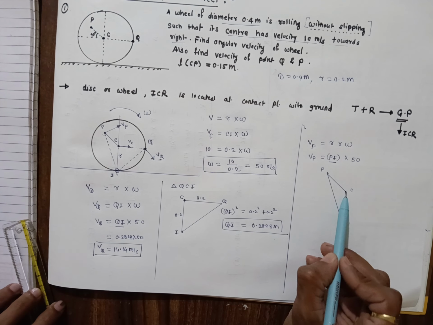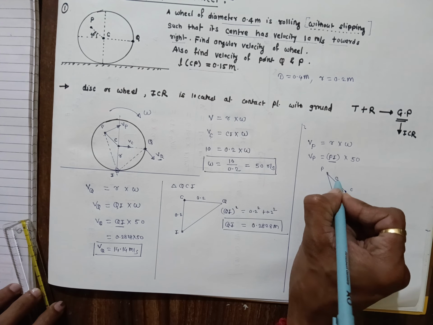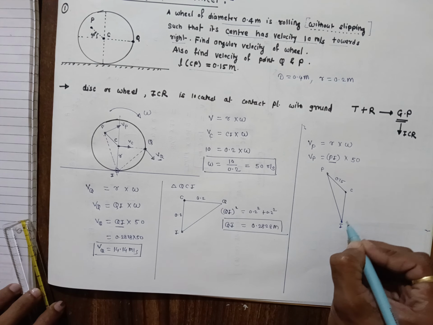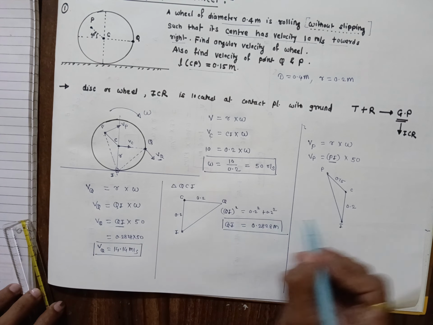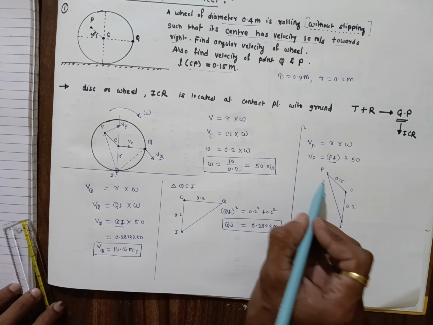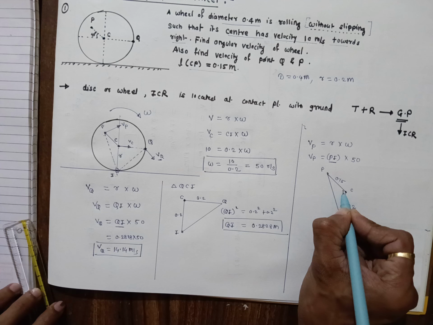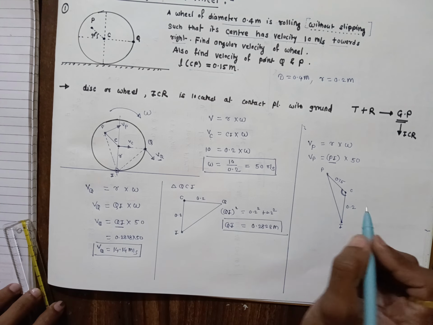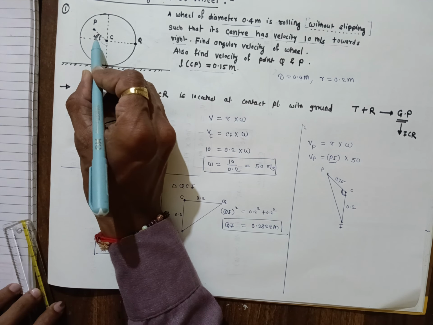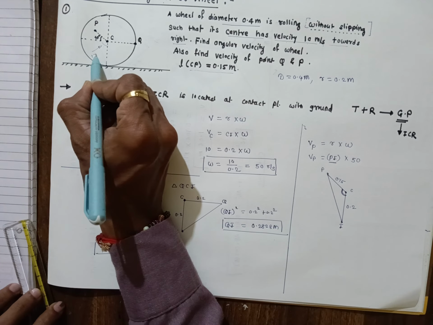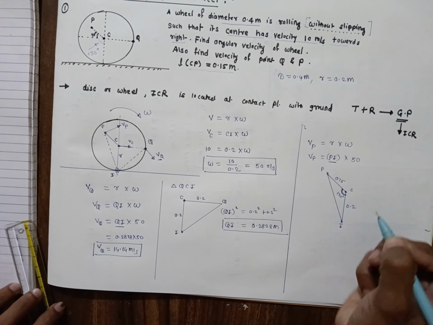So in the triangle PCI, distance CP is already given. So it is 0.15. Distance CI is nothing but the radius, so this is 0.2 meter. So we have to use the cosine rule. Two adjacent sides are known and this total angle is also known. You can see the original diagram, this angle is 40 degree. So this total will be 90 plus 40, so this total angle is 130 degree.